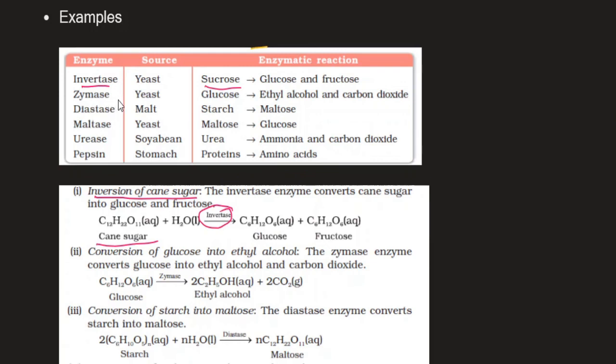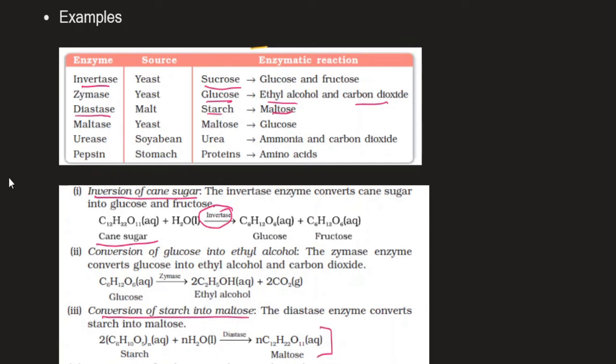Similarly, zymase. That is also present in yeast, and this is responsible for conversion of glucose into ethyl alcohol and carbon dioxide. As I already mentioned, they are all very selective. Then diastase. Diastase breaks starch into maltose. Starch is a polysaccharide. So starch is converted into maltose sugar.